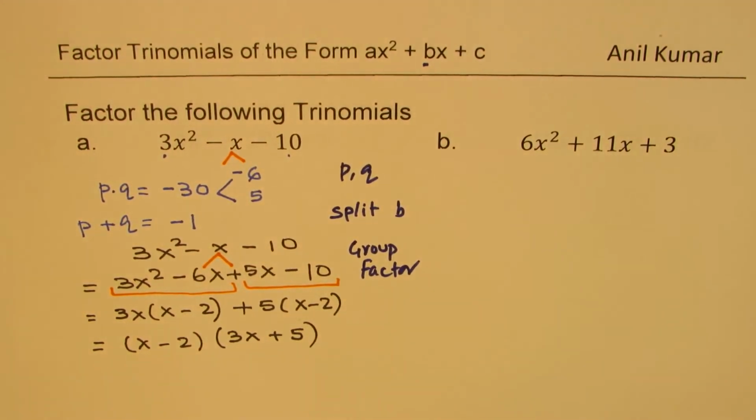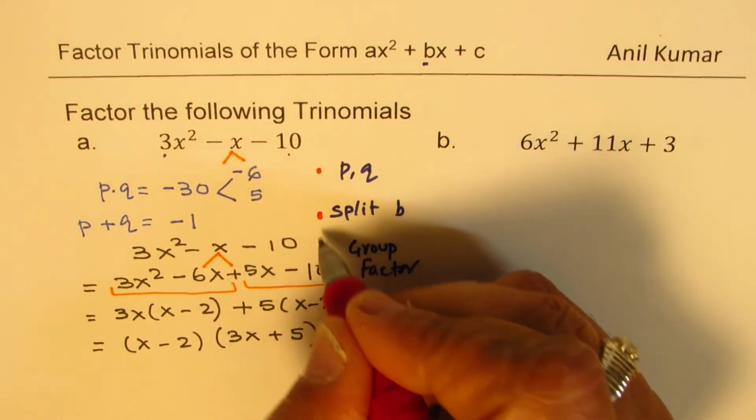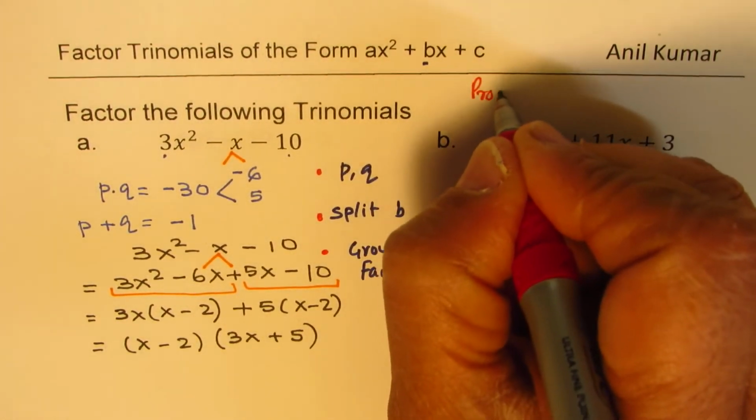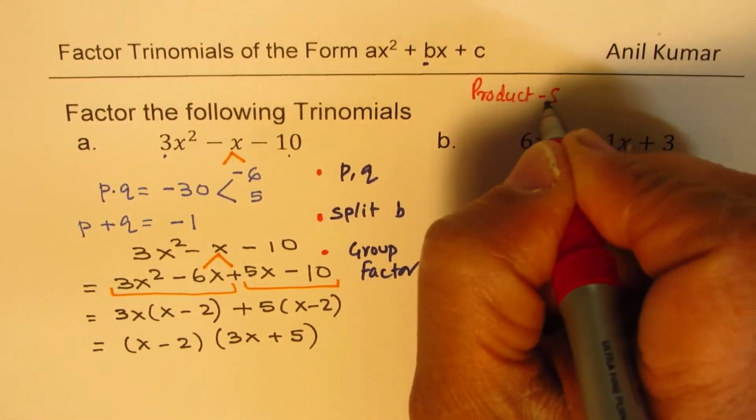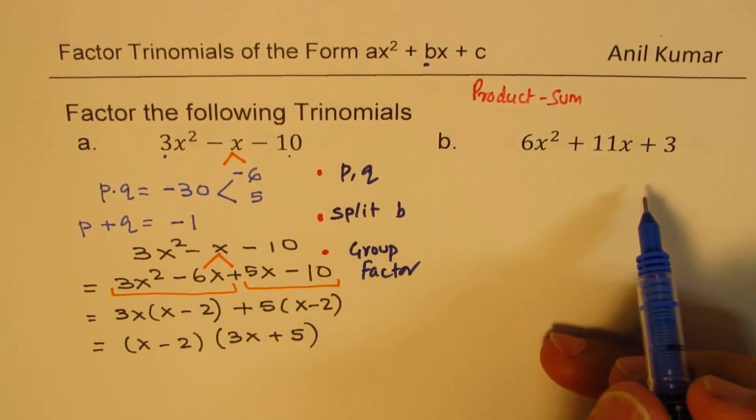So these are the 3 steps which are needed to apply the product and sum method. So we call this product sum, or the AC cross method, whatever. So let's repeat this process to really understand.